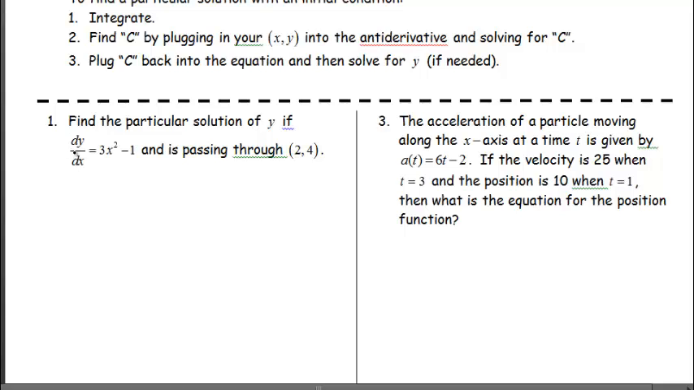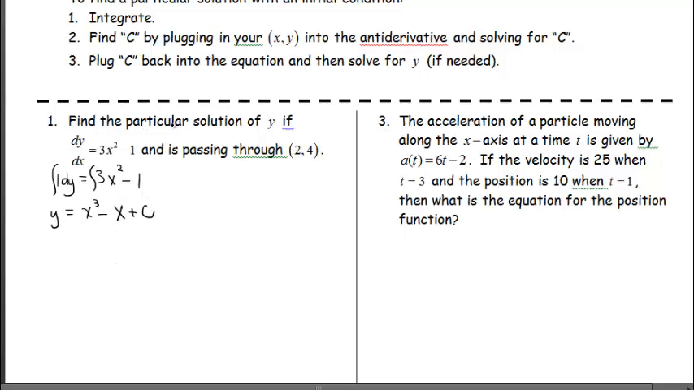Okay, so what I'm going to do is separate the variables. It's really not necessary since you don't have any y's over here, but I'm going to go ahead and pull dx to the other side. Multiply both sides by dx. Bring in your integral symbol. That integrates back to y. x cubed minus x plus c.